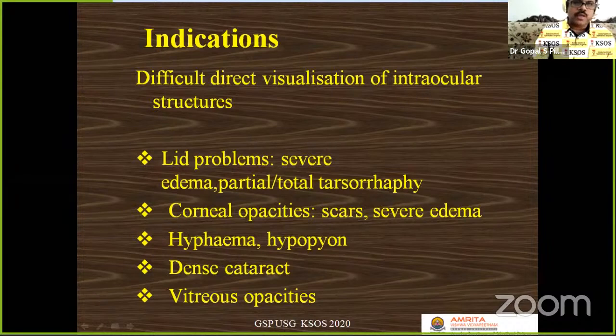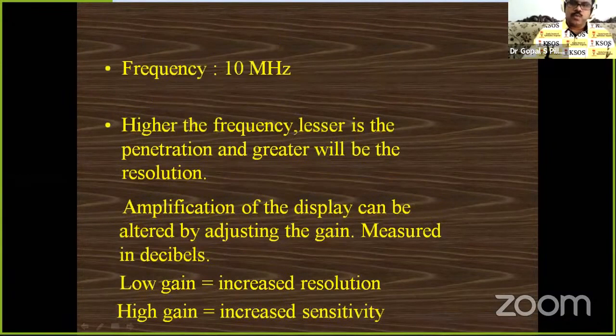If there is significant lid edema or tarsorrhaphy, you cannot open it up. With corneal opacity like scars or severe edema, you are not able to see it. With hyphema, hypopyon, pupillary fibrin, dense vitritis, dense cataract through which you cannot see the posterior segment, or vitreous opacities, you will do an ultrasound.